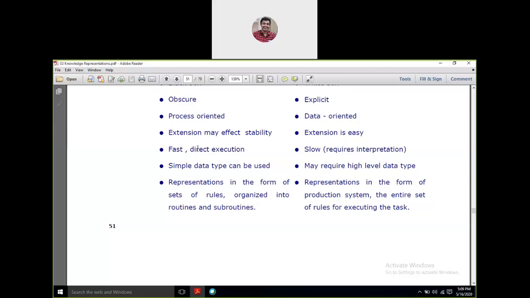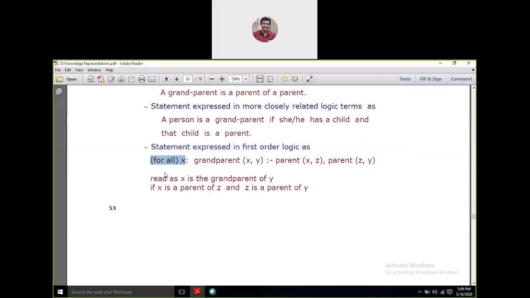Now, examples of logic statements. A grandparent is a parent of a parent. So, a person is a grandparent when? Now, if she or he has a child, and that child is also a parent. Right? So, this thing is written as for all x, where x is a grandparent of y, and this is another rule that has been provided, right? So this is how things will be dealt with.